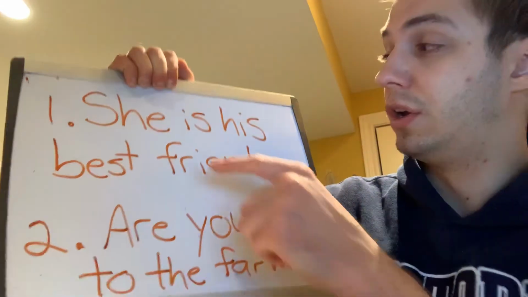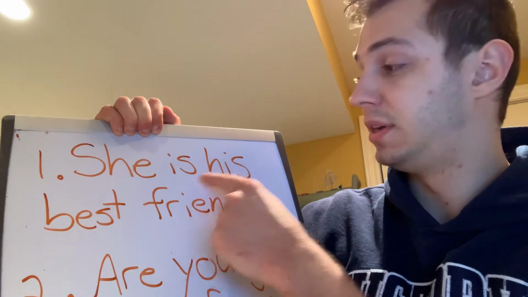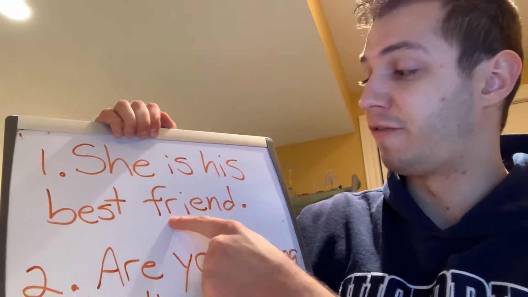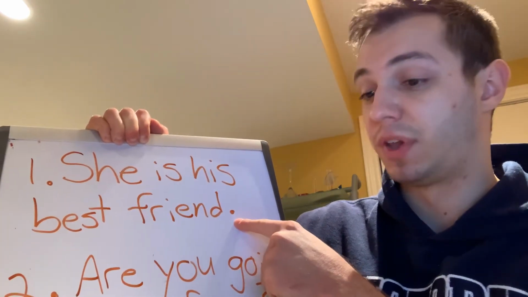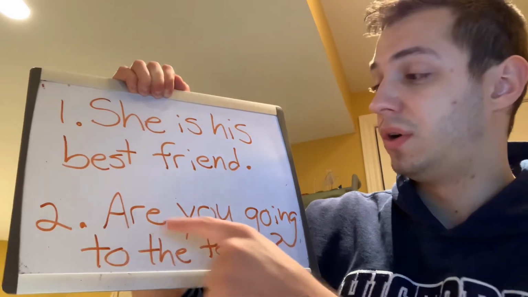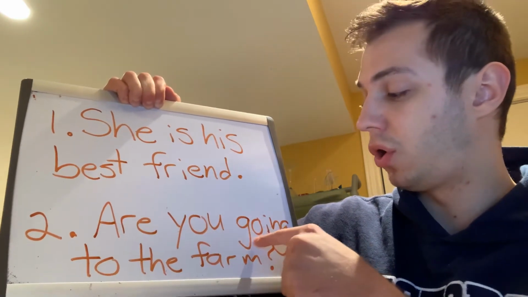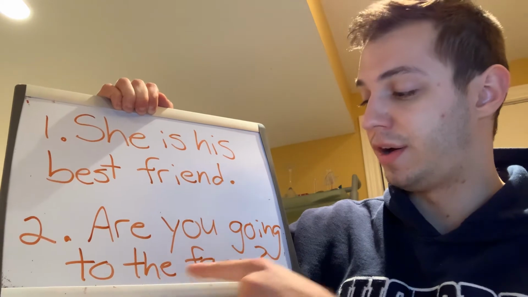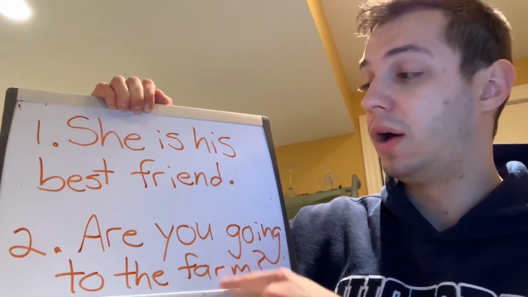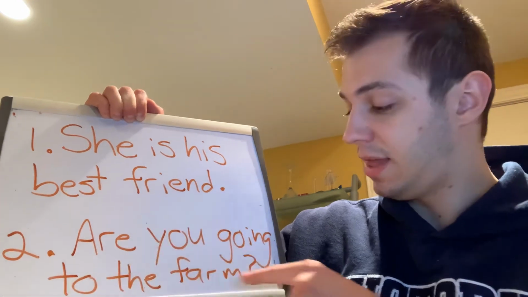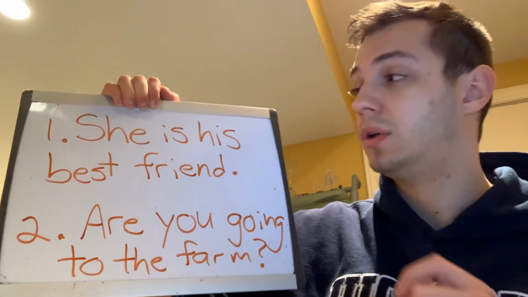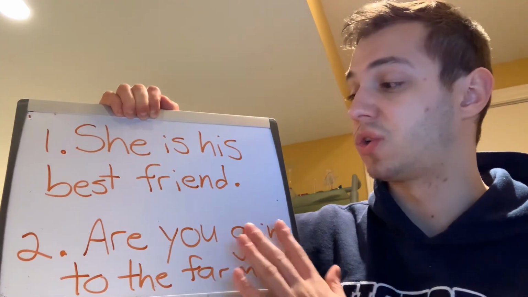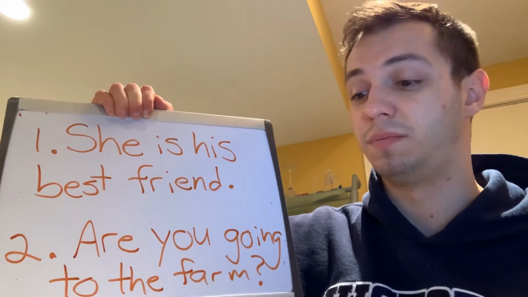Alrighty, so this is what your sentences should look like for part B. She is his best friend. Notice I remembered to start with a capital S and I ended it with a period. And then in sentence 2, are you going to the farm? Once again, I remembered to start with a capital A, and then I finished my sentence, since it's a question, with a question mark. So if you have to make any changes, please correct them now, and then I'll see you guys in part C.